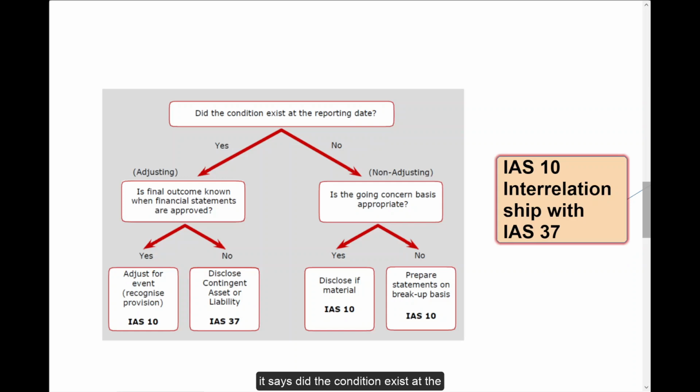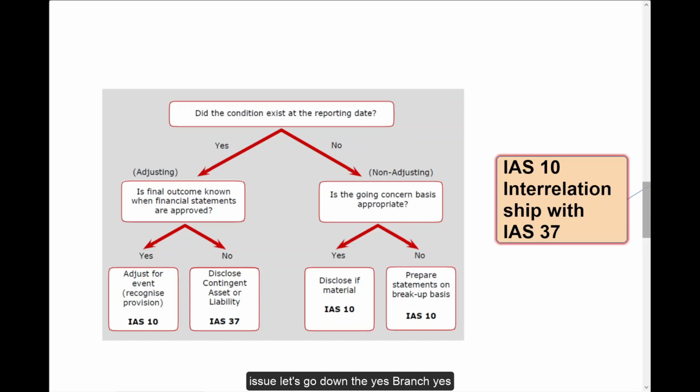So let's look at the top of the diagram. It says, did the condition exist at the reporting date? Let's say we're talking about a contingent liability, a dependent liability. Well, if this happens, then you'll have to pay this. If it doesn't, then you won't have to pay it. So going to the left, there's a condition that existed at the reporting date. Yes. Well, if it did exist at the reporting date, then that is an adjusting event.